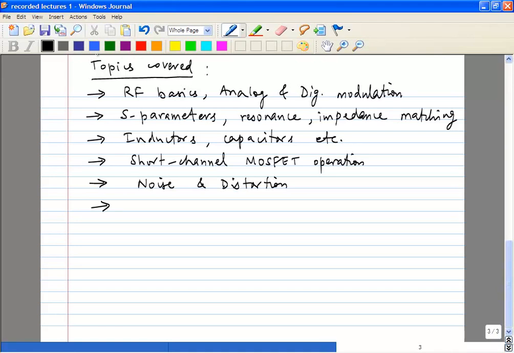Then we'll look at receiver architectures. What we'll do is, at first, we'll try to briefly touch upon receiver architectures so that we can start looking at some of the circuits that are involved in receivers and transmitters. Then later we'll study transmitters and receivers in a little bit more detail.